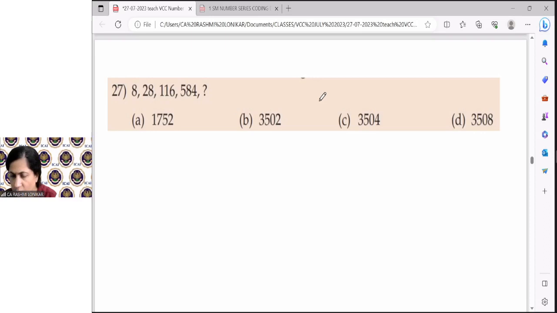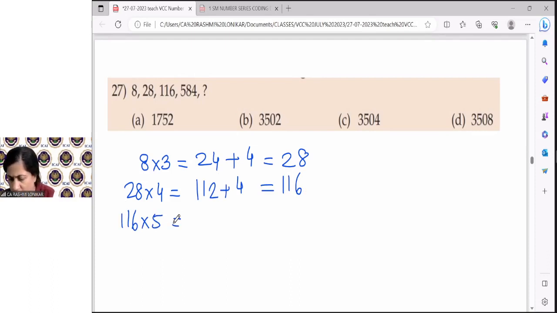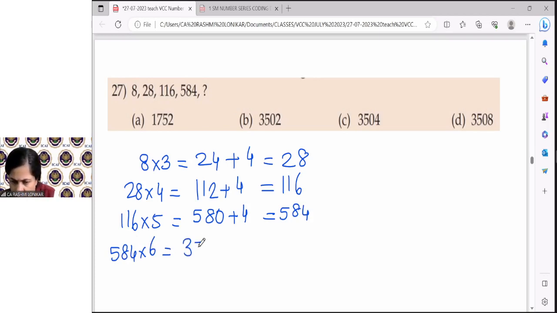28 into 4. Now here 8 into 3, 24 plus 4 gives me 28. 28 into 4 is how much? 112 plus 4 gives me 116. 116 into 5 is how much? 116 into 5 is 580 plus 4 gives me 584. 584 into 6. 3504 plus 4 is 3508. So D will be the correct answer.